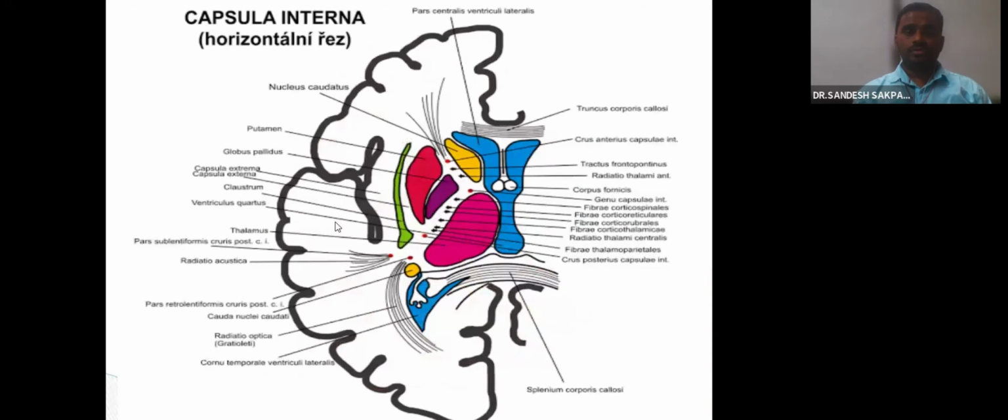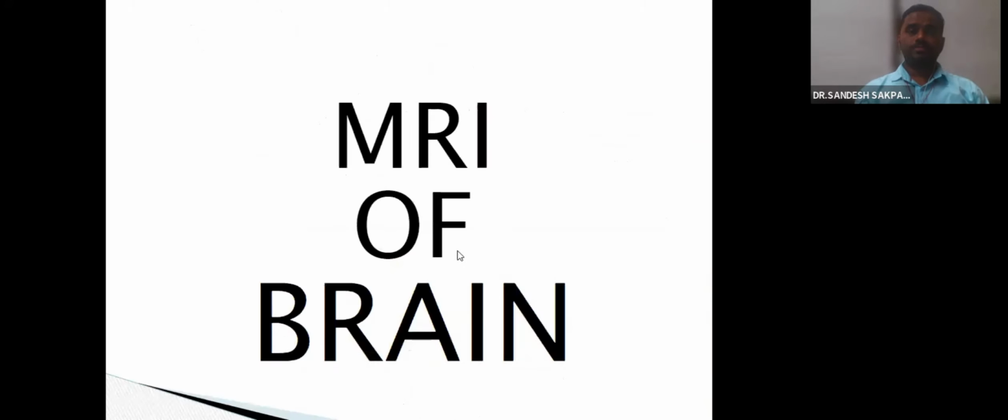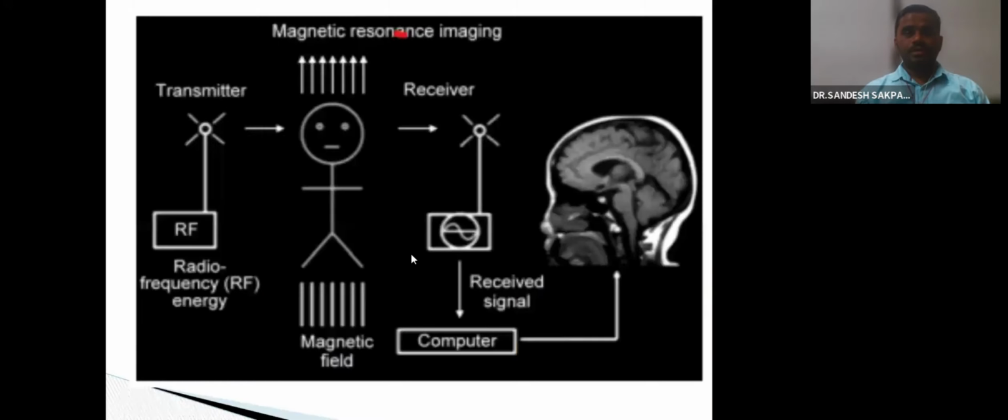Okay. So here we'll start with the MRI of the brain. This is related to the regional anatomy of the brain. Now we go ahead with the MRI of the brain. In MRI of the brain, a magnetic field is transmitted, which receives a magnetic resonance and creates the images which can be visualized by us.